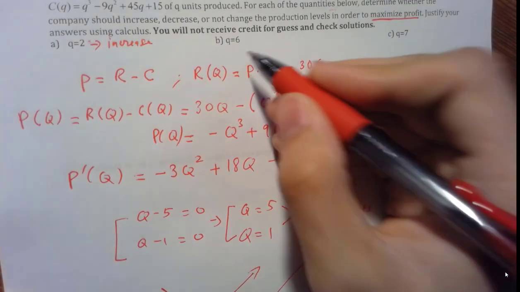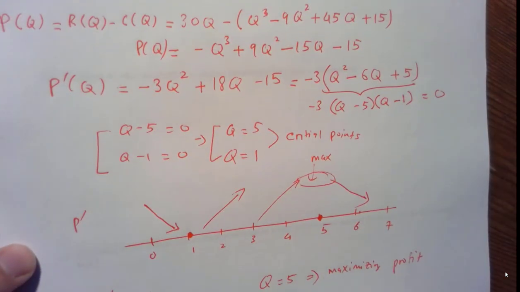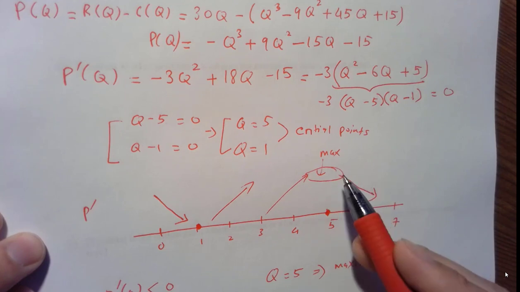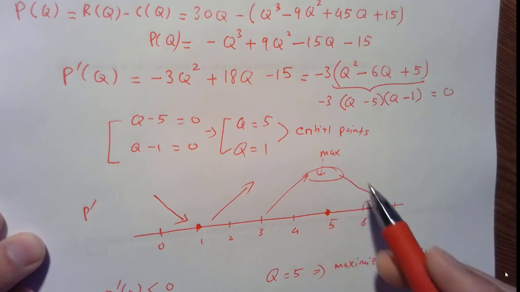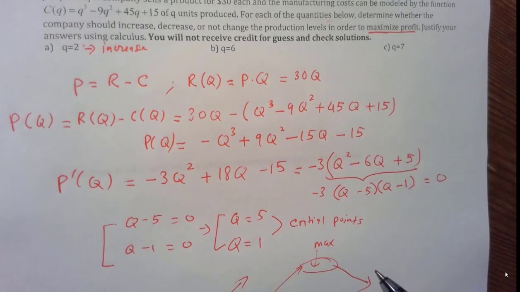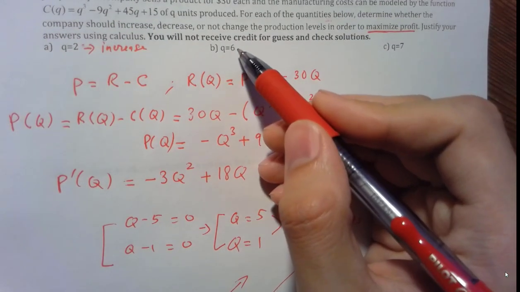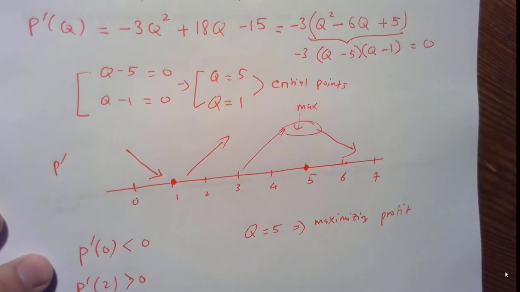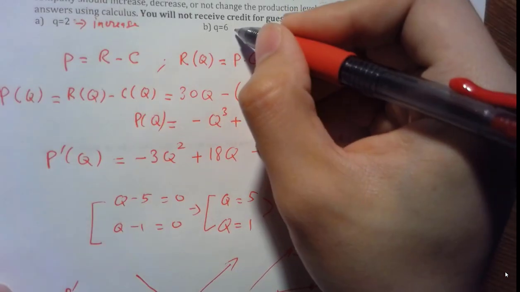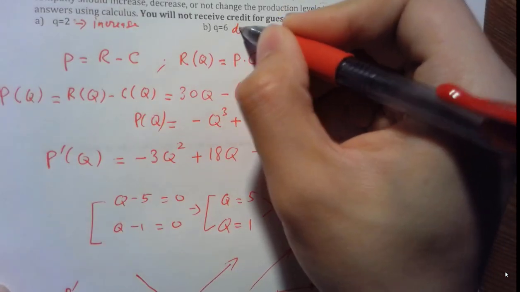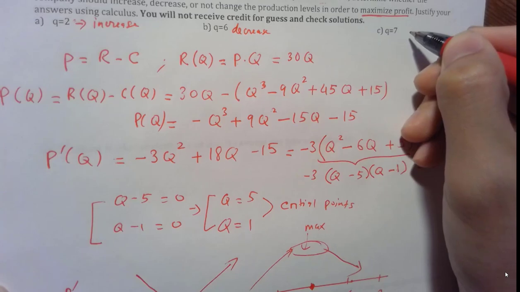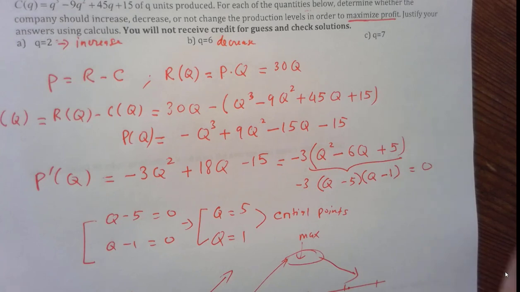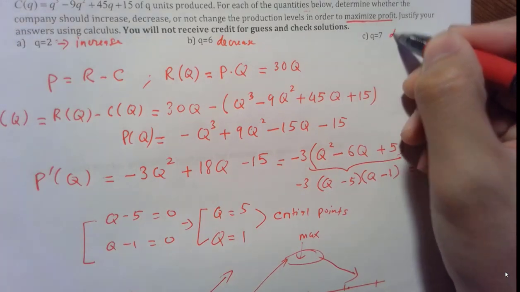How about Q at 6? Because 5 is the maximizing profits, and if I go to the right of 5, to 6, 7, and 8, I'm going down. So do not do that. You do not want to increase 6 up. We just want to get it down to 5 to maximize the profits. So at this level, we should decrease. Same thing for 7. You don't want that. You want to get back to 5 to maximize the profits. So it's also decreasing here.